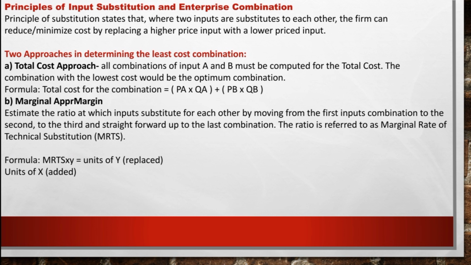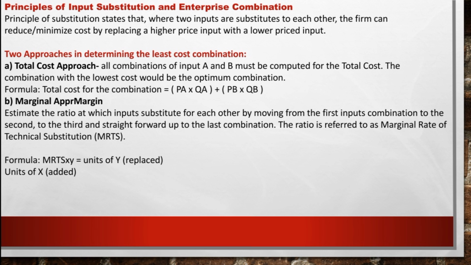Principle of input substitution and enterprise combination. The principle of substitution states that where two inputs are substitutes for each other, the firm can minimize cost by replacing a higher-priced input with a lower-priced input. Two approaches in determining the least-cost combination. We have A. Total cost approach. All combinations of inputs A and B must be computed for the total cost. The combination with the lowest cost would be the optimum combination.